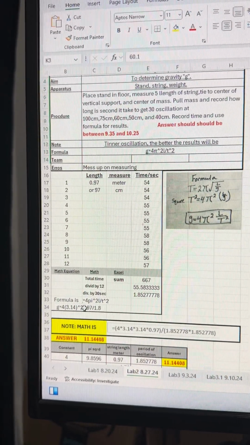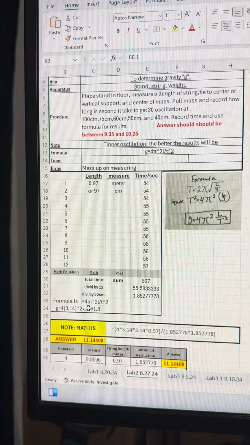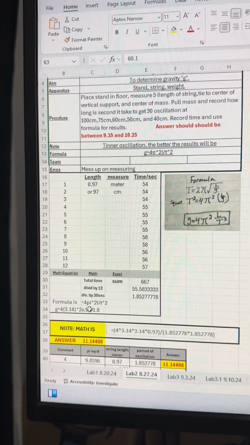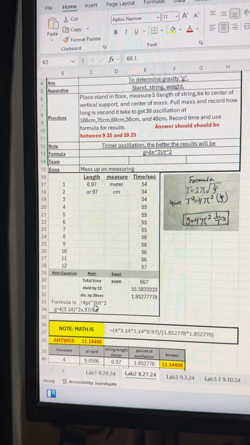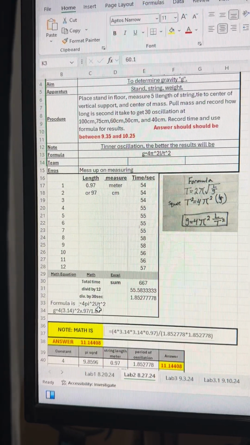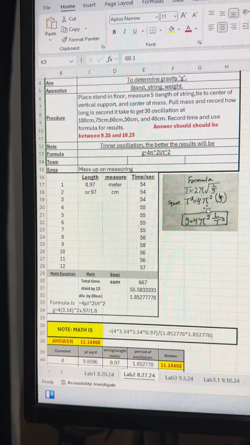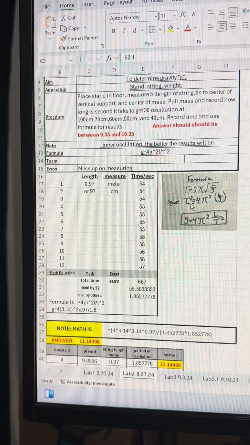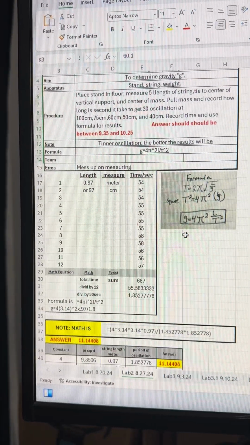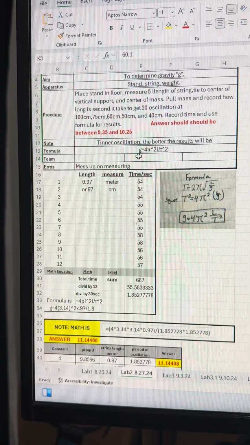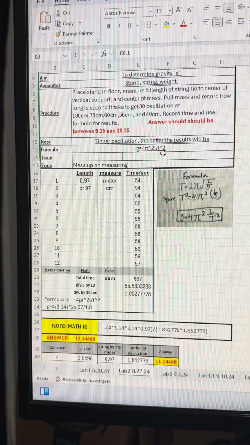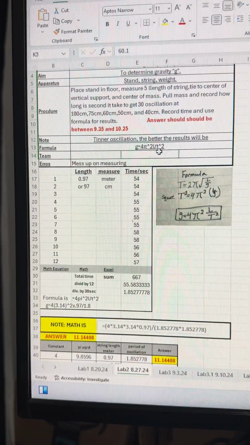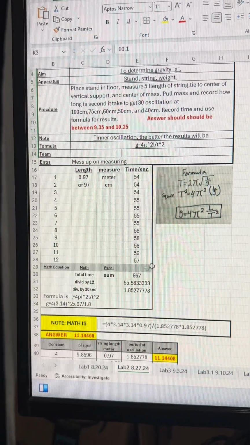What is our formula? Our formula is 4 pi squared divided by time. Oh, I'm sorry, let me tell you this right. The formula is gravity equals 4 pi squared times length, divided by the period squared.